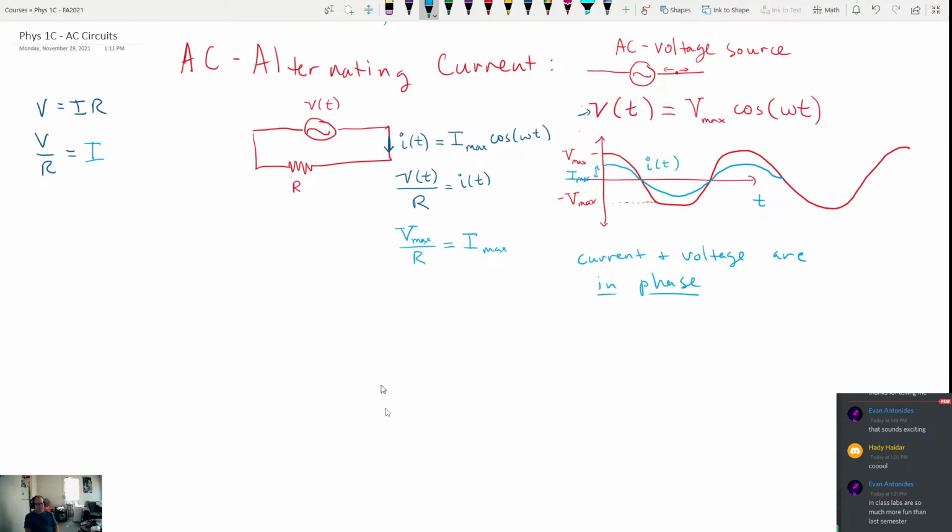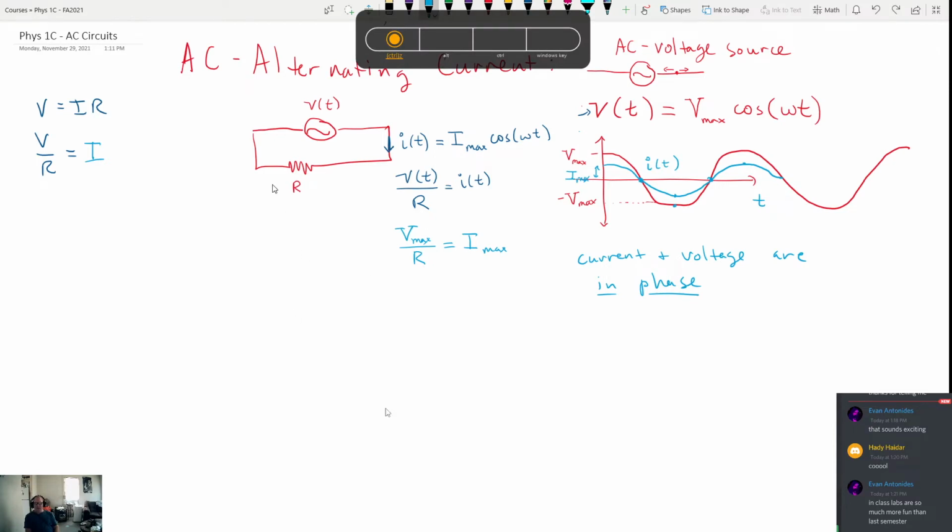In phase. Out of phase would be if the current didn't reach its peak at the same time the voltage reaches its peak, maybe slightly before or slightly after. But you can see here that the zeros for voltage and for current both occur at the same time, so that's why we say they're in phase. And when the current is at negative maximum, the voltage is at negative maximum. When the current's at positive maximum, the voltage is at positive maximum, right?